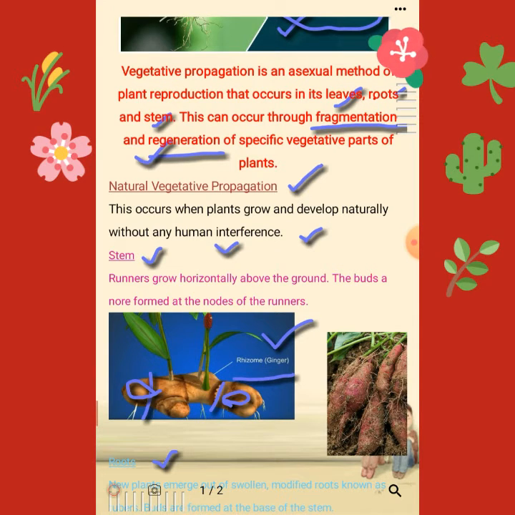So when we cut this particular part and sow it in favorable conditions, the piece should have at least one or two nodes, and when we sow them in favorable conditions, then a new ginger plant can grow from the stem parts.